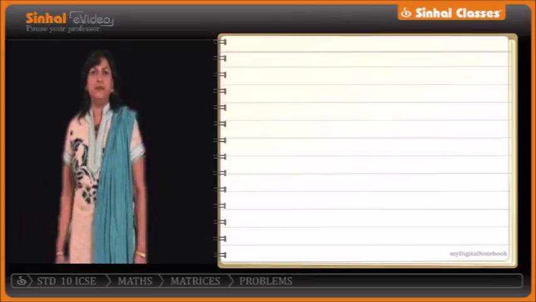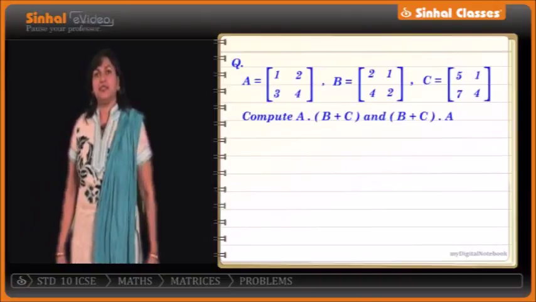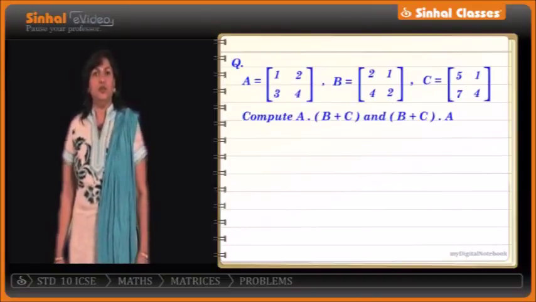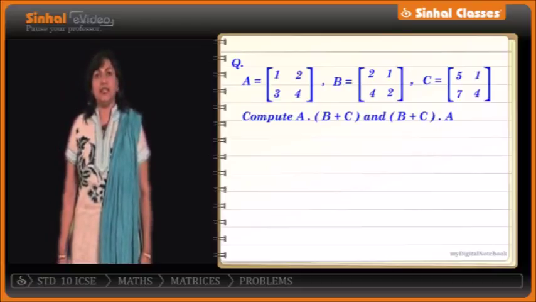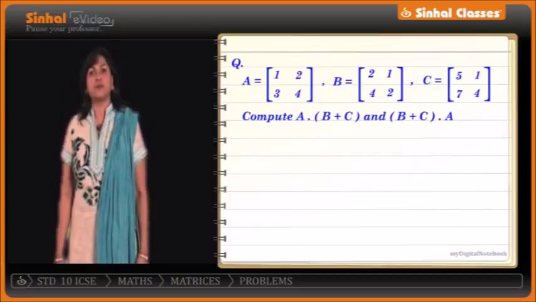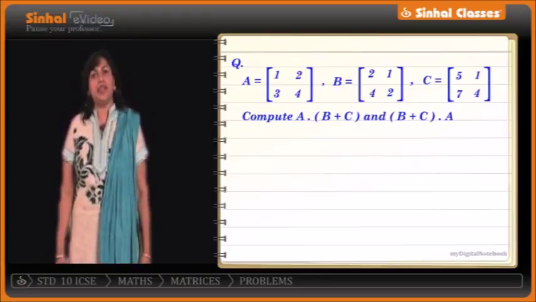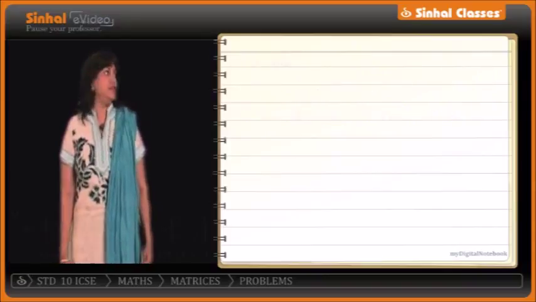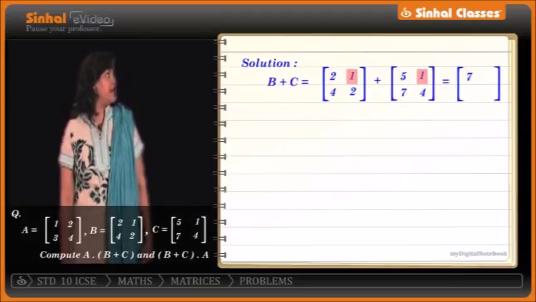Now to the next problem. Here we are given three matrices A, B and C of order 2 by 2. We are asked to compute A into B plus C and B plus C into A. Now to solve this problem, we will first find B plus C. We add the corresponding elements. We get 2 plus 5, 7, 1 plus 1, 2, 4 plus 7, 11 and 2 plus 4, 6.